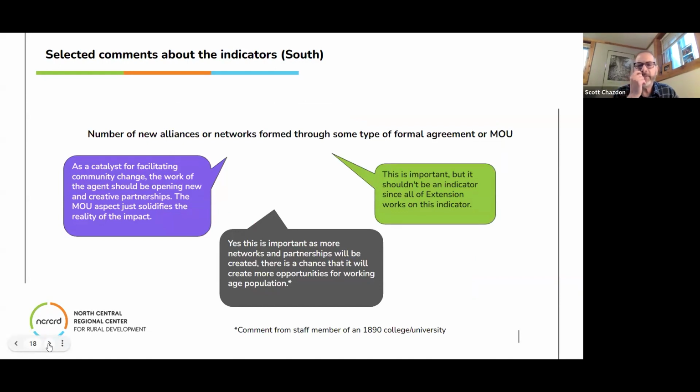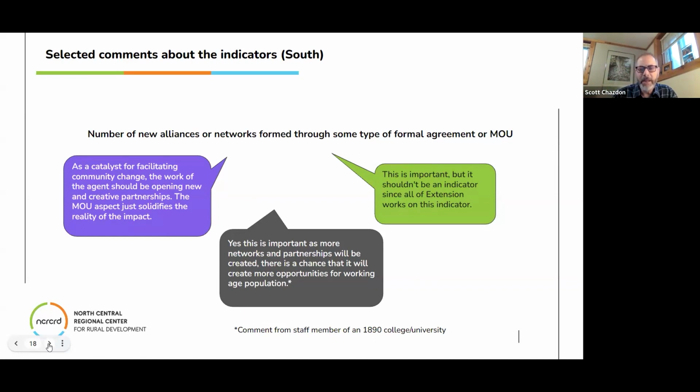This indicator in the Southern region, people tended to like, and there isn't a counterpart to this one in the North Central. Number of new alliances or networks formed. So there tended to be some pretty positive comments about this. But then there was this comment in green, this is important, but it shouldn't be an indicator since all of Extension does this, which is interesting. But I guess part of me feels like, well, that doesn't mean we in community development still can't report it.